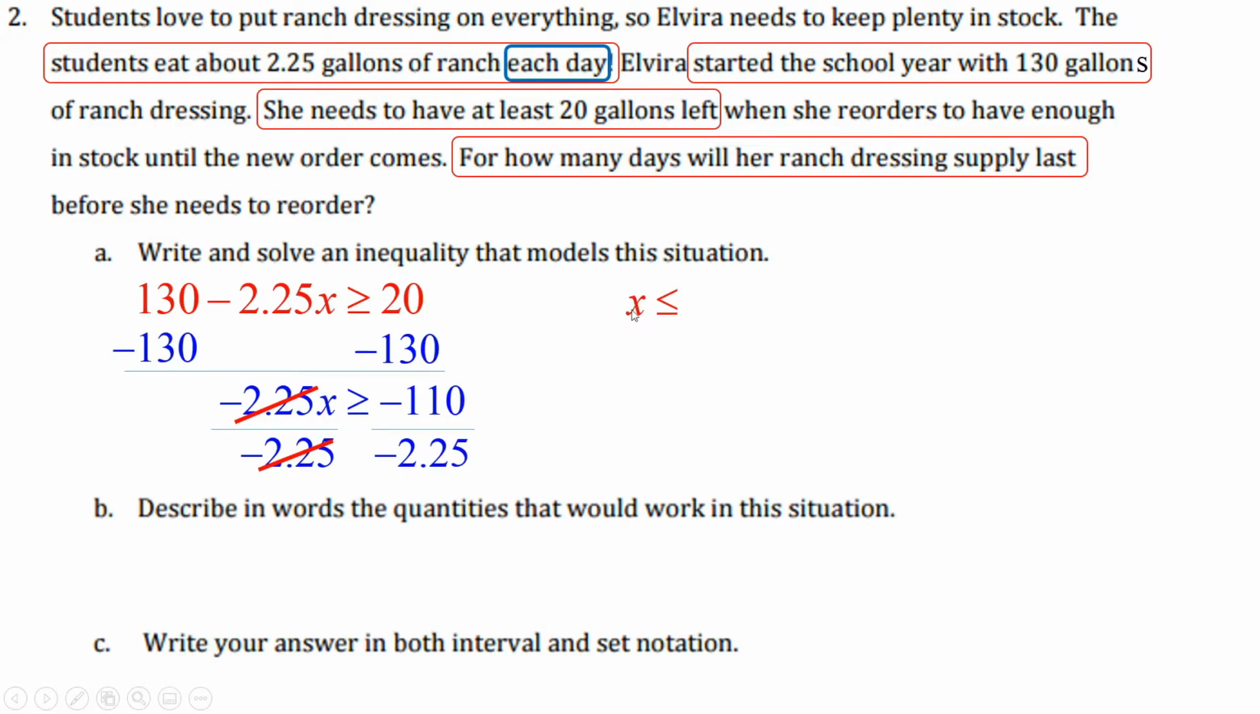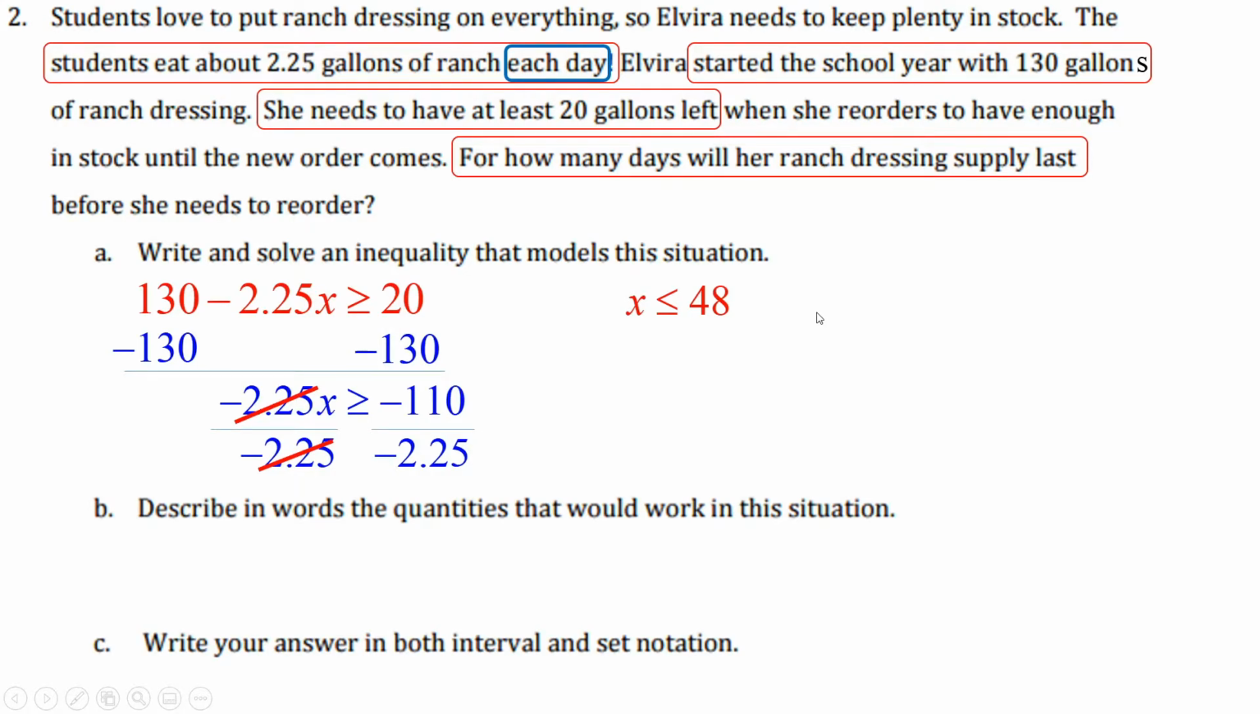Okay, and now on the left, the negative 2.25's cancel, leaving x is less than or equal to. So the number of days would have to be less than or equal to. And now a negative over a negative is positive. But I'm going to punch this out on my calculator. 110 divided by 2.25. And I'm getting 48.8 repeating. So let's think about this now. x has to be less than or equal to, we better put a 48 right there. Nearest whole number. Okay, good.